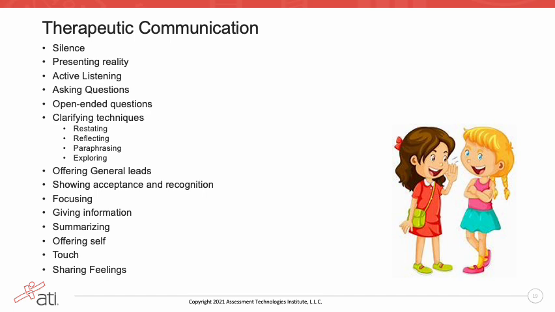Effective skills and techniques for therapeutic communication include silence. This allows time for meaningful reflection. Presenting reality. This helps the client distinguish what is real from what is not and to dispel delusions, hallucinations, and faulty beliefs. Active listening helps the nurse hear, observe, and understand what the client communicates and provide feedback.